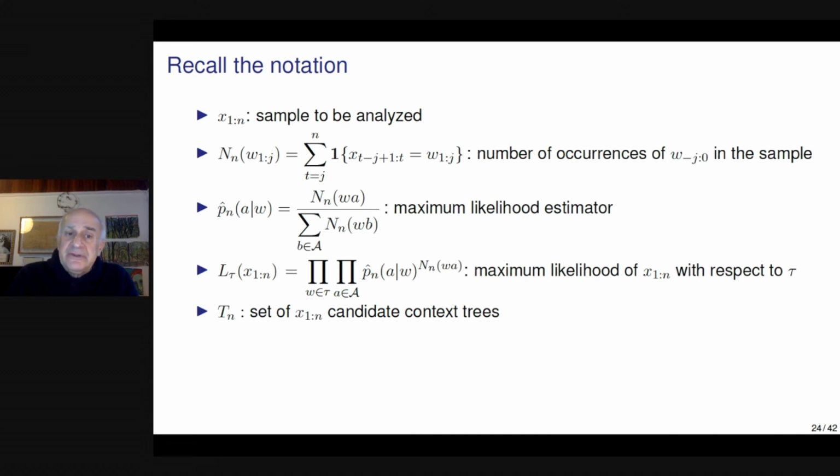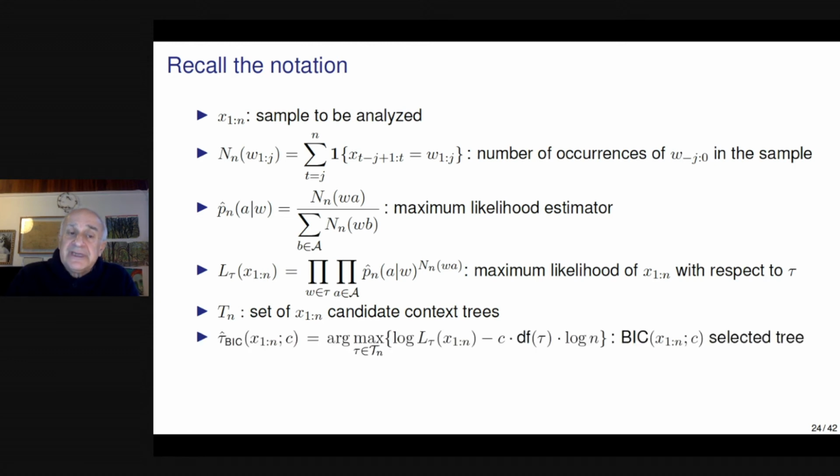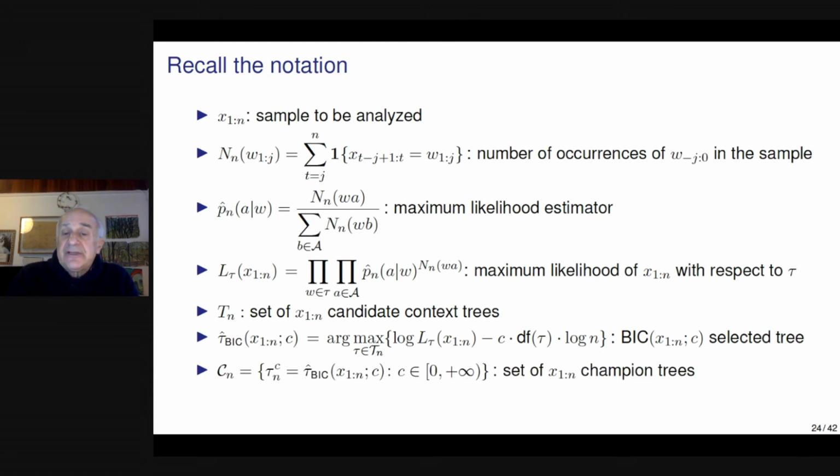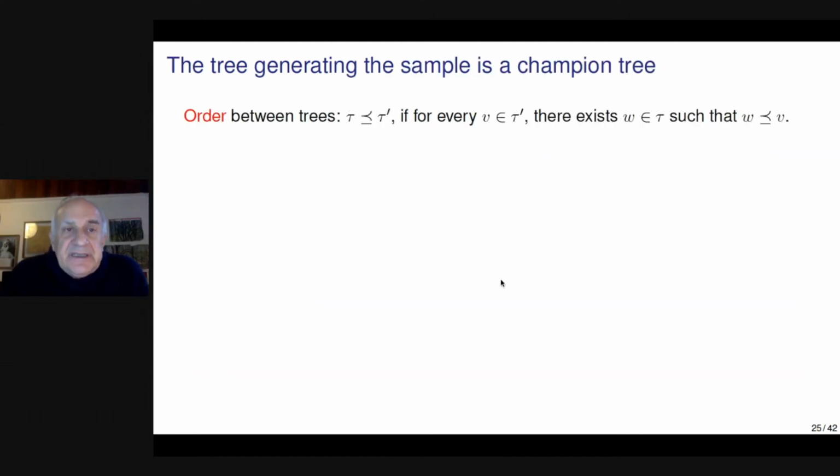T_n is the set of candidate context trees corresponding to the sample, and tau hat BIC is the context tree selected by using the BIC with penalization constant C. Finally, C_n is the set of champion trees. Let's present now our first theorem. The first theorem tells us that the tree generating the sample belongs to the set of champion trees if the sample is large enough.